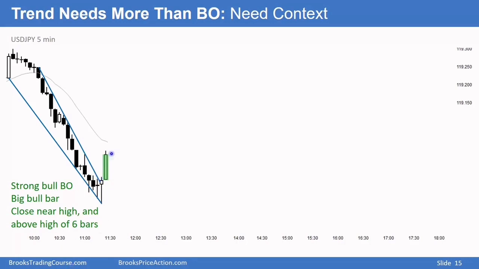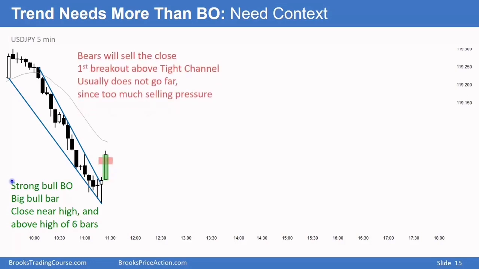minor. The bulls have a micro double bottom. They have a possible 1 bar final flag, and they have a big bull bar closing on its high above the high of the past 6 bars. All good for the bulls, yet probably minor. Minor means the first reversal up probably will not get very far.